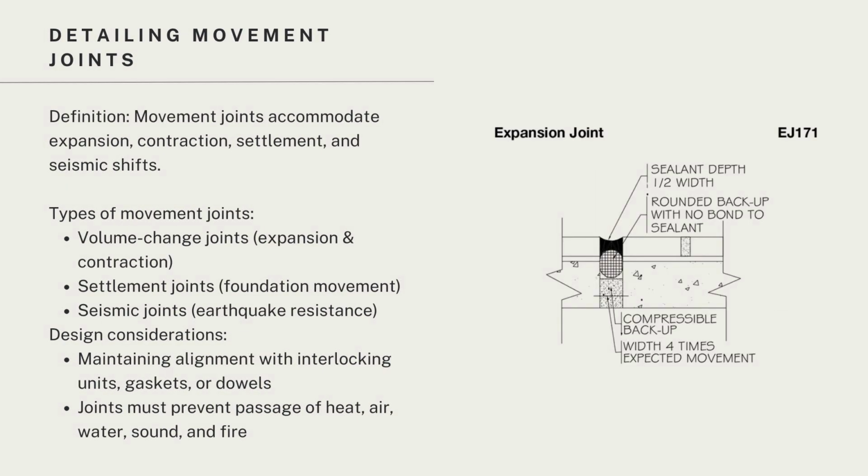There are also different types of movement joints. So, movement joints accommodate expansion, contraction, settlement, and seismic shifts. So, the different types include volume change joints, settlement joints, and seismic joints. There are a few design considerations that need to be taken into account. So, one of them is maintaining alignment with interlocking units, gaskets, or dowels. Joints must prevent passage of heat, air, water, sound, and fire.